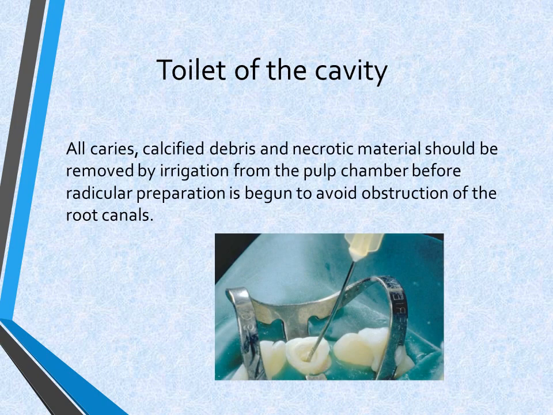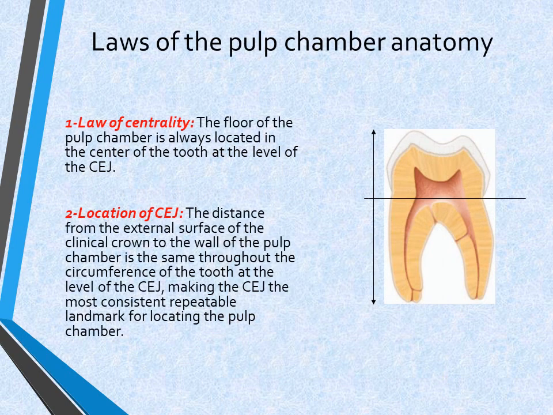The toilet of the cavity is nothing but your cavity after the preparation has been done. So all caries, debris and necrotic material should be flushed out by the irrigant from the pulp chamber before your radicular preparation is begun, to avoid obstruction of the root. Okay, so now there are certain laws which have been given by Krasner and Rankow. They are two famous researchers of their time. This is to help you locate your root canal orifices and to help you understand the root canal anatomy of each particular tooth.